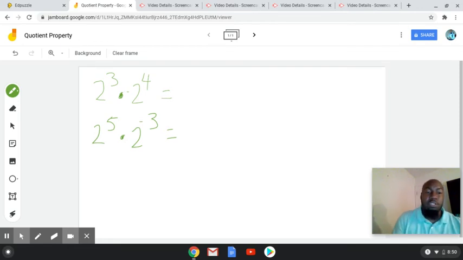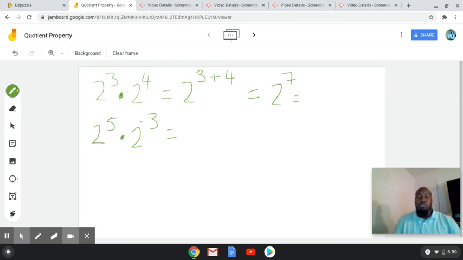Correct, we add them. So this is the same thing as saying 2 to the third power plus 4, which is the same thing as saying 2 to the seventh power. And that's an actual number. So what is 2 to the seventh power? Well, that's just multiplying 2 by itself 7 times. What do you get as the answer?